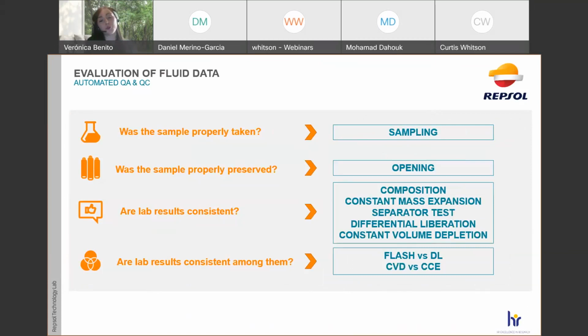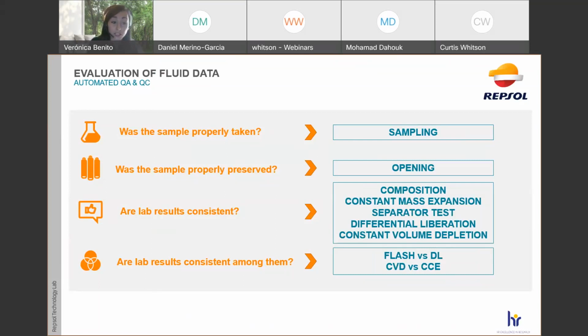So we need to answer some questions regarding the QAQC process. This automated QAQC process is based on responding to the following questions. The first one is if the sample was properly taken or not. In this case, we apply the sampling criteria. If the sample has been preserved properly or not, we apply the opening criteria.